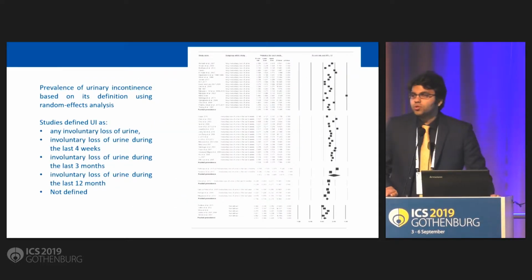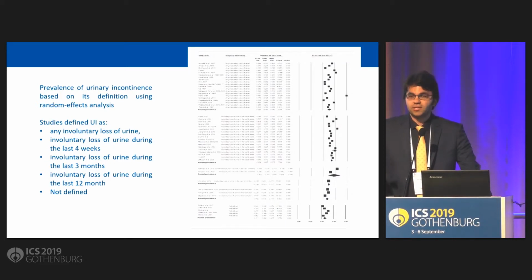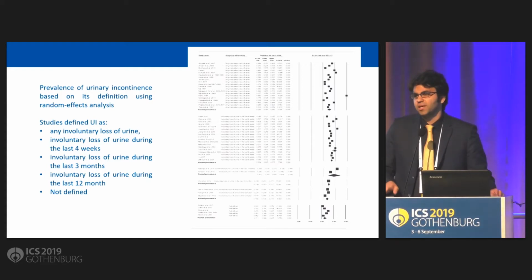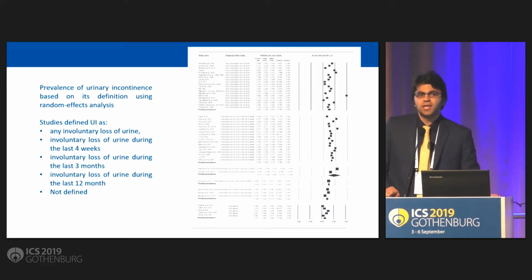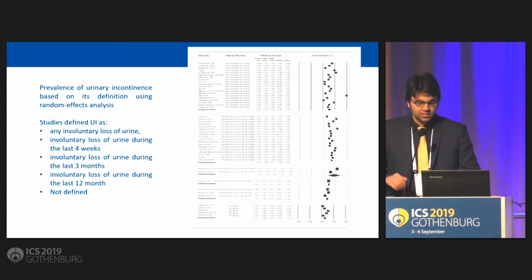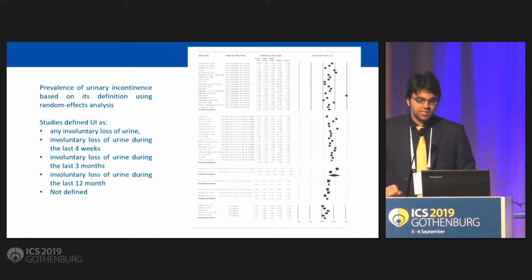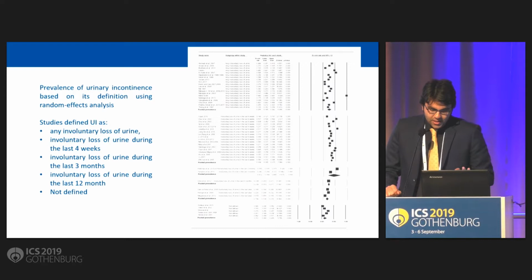Oh, and we also did subgroup analysis based on the definition. Most of them use the same definition of ICS and IUGA, any involuntary loss of urine. The next one was any experience of urine loss or urine leakage in the last 4 weeks, and it was also 3 months, 6 months, 12 months, and some of them didn't describe it. But it was different in different groups.